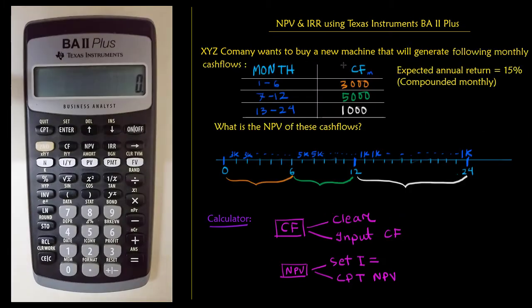Alright, so what we have here is some sort of a project where the machine generates this kind of monthly cash flows. From month 1 to month 6 we'll receive $3,000 each month, and from month 7 to month 12 we'll receive $5,000 each month, and finally from month 13 to 24, which is actually the second year, we'll receive $1,000 each month. The cash flows are stated on a monthly basis, and the expected return is also compounded on a monthly basis.